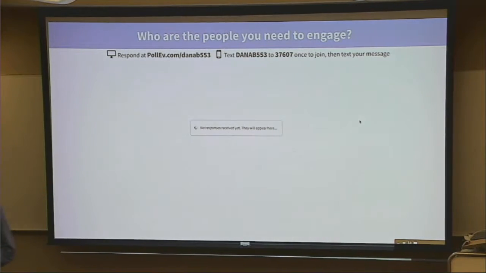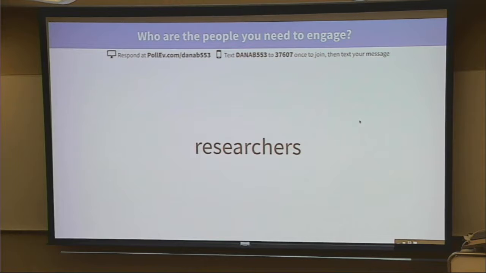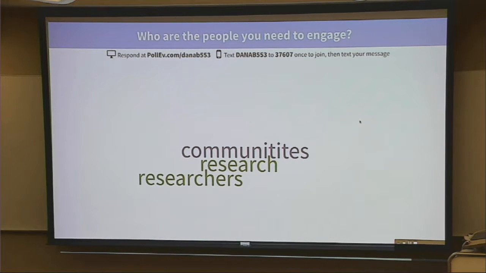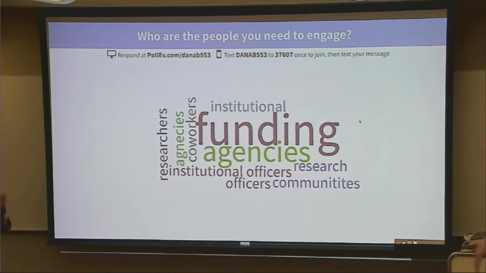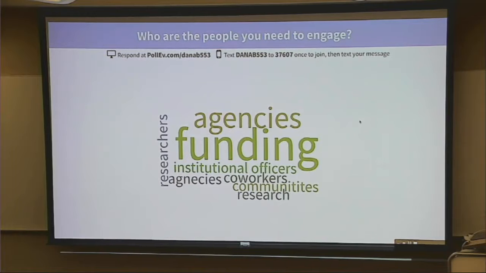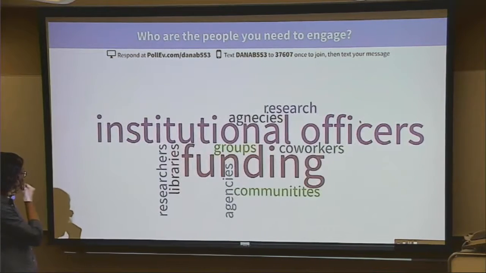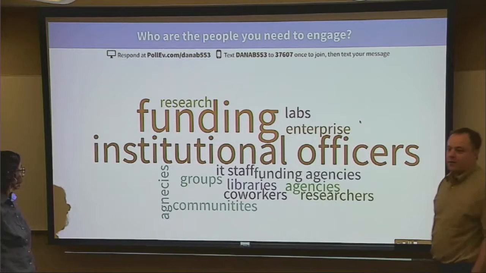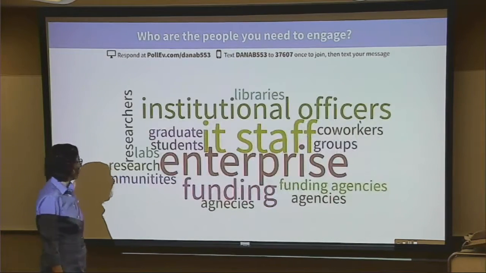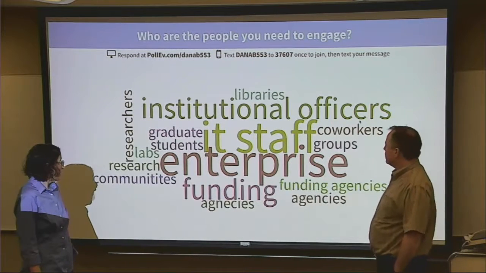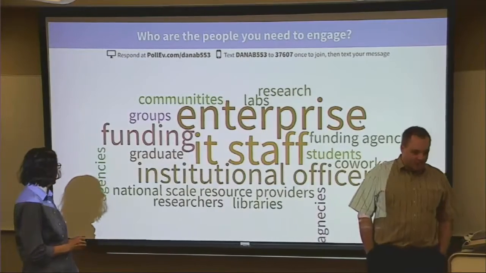The research community. Institutional officers. We need someone typing these in. Funding agencies. We want word clouds or lists? I like it. Although if you're going to put a space, put an underline next to it, and then it will come out right. What other people do we need to engage? Research groups, for sure. IT staff. Enterprise. We've got to pitch their people, all the ones that can communicate, and bring them over to our side. National scale resource providers. I'm trying to repeat so that it gets in the mic.